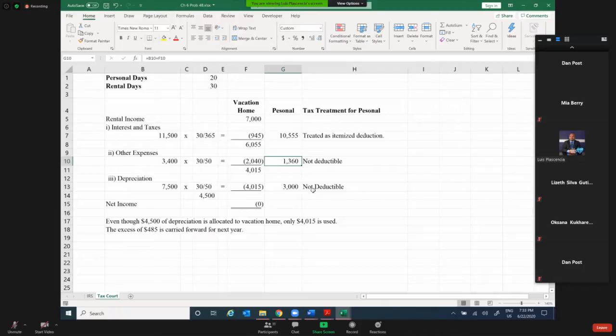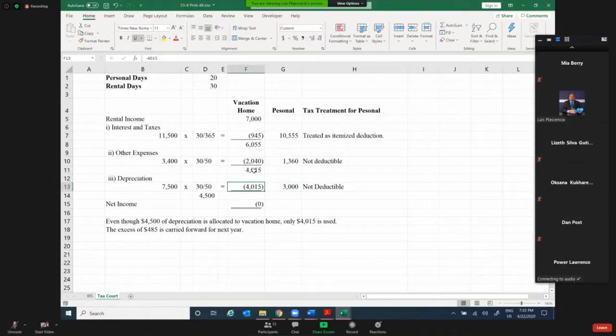Depreciation. Remember, that's 7,500 times 30 over 50. I get to 4,500, but I'm not going to use the 4,500. I'm going to use a lower amount. But again, I'm supposed to use 4,500 here, right? But I'm only using 4,015, but I'm supposed to use 4,500. Since I'm using 4,500 in my vacation home, what's left over? 3,000. The 3,000 is not deductible because you can't deduct depreciation on your personal use property.